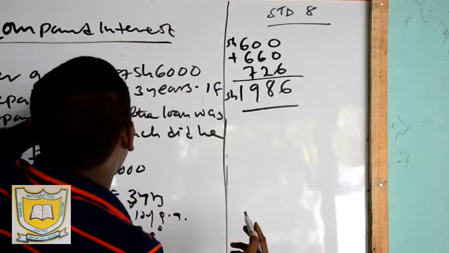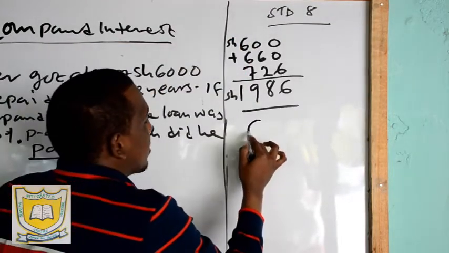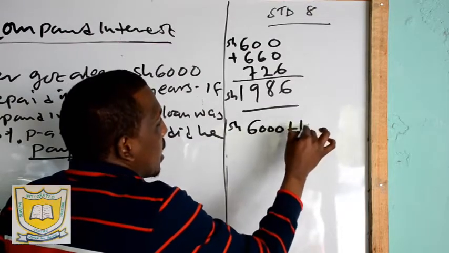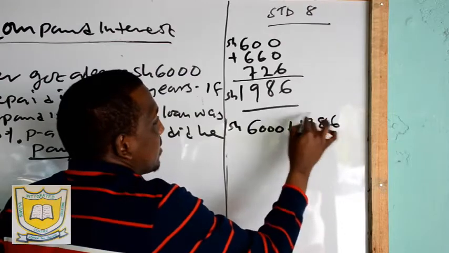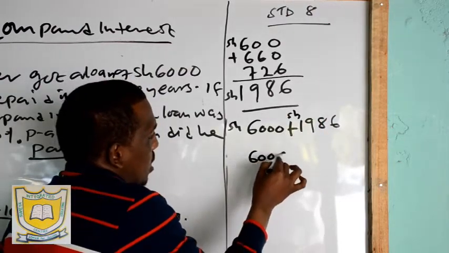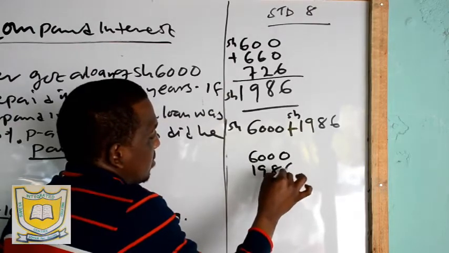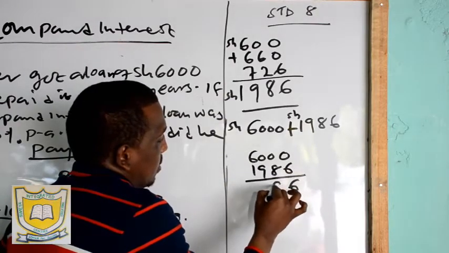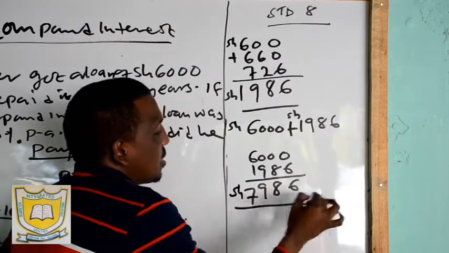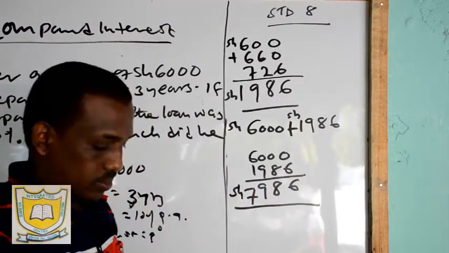Our principal here was 6,000. So you say 6,000 shillings plus the compound interest 1,986 shillings. We add, so let us add now 6,000 plus 1,986. That is 7,986 shillings. That is how we get the amount.